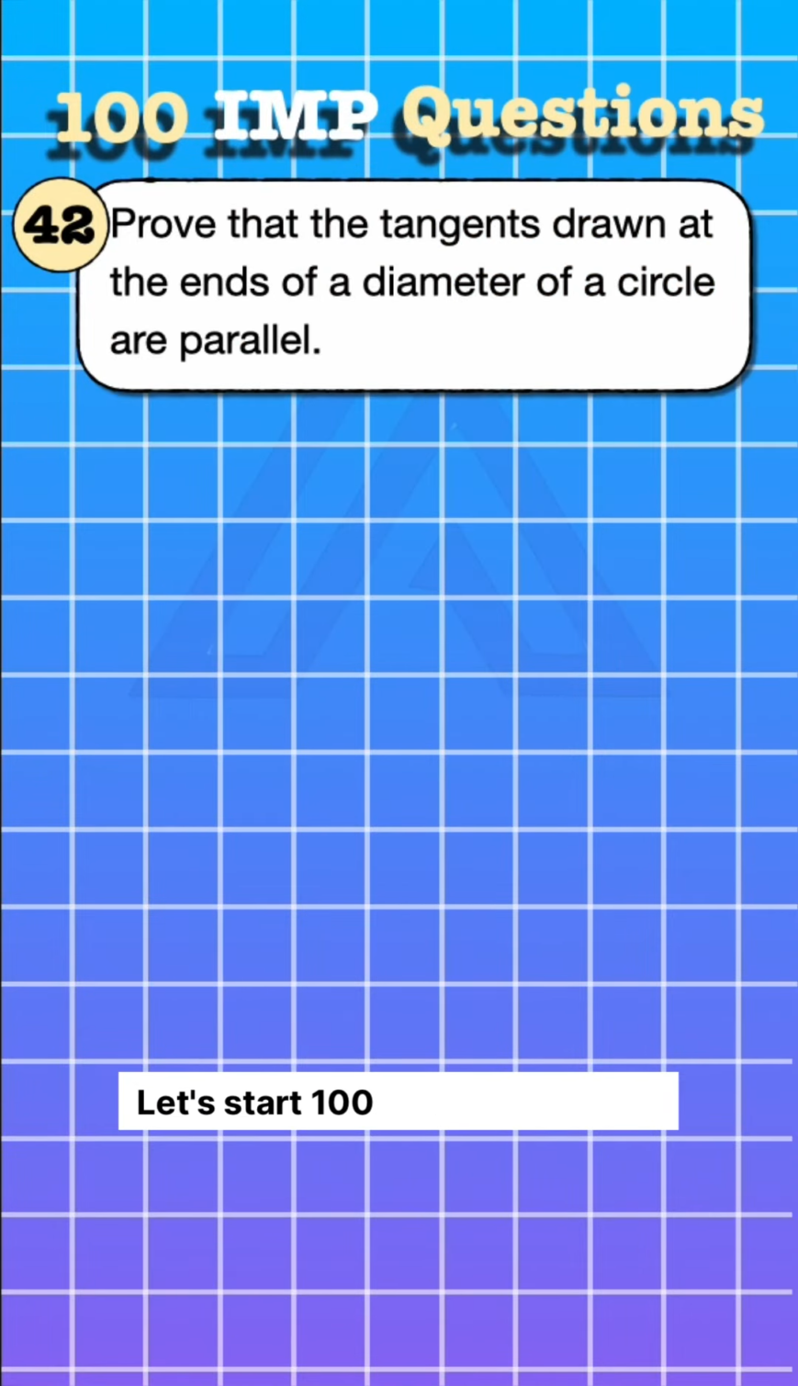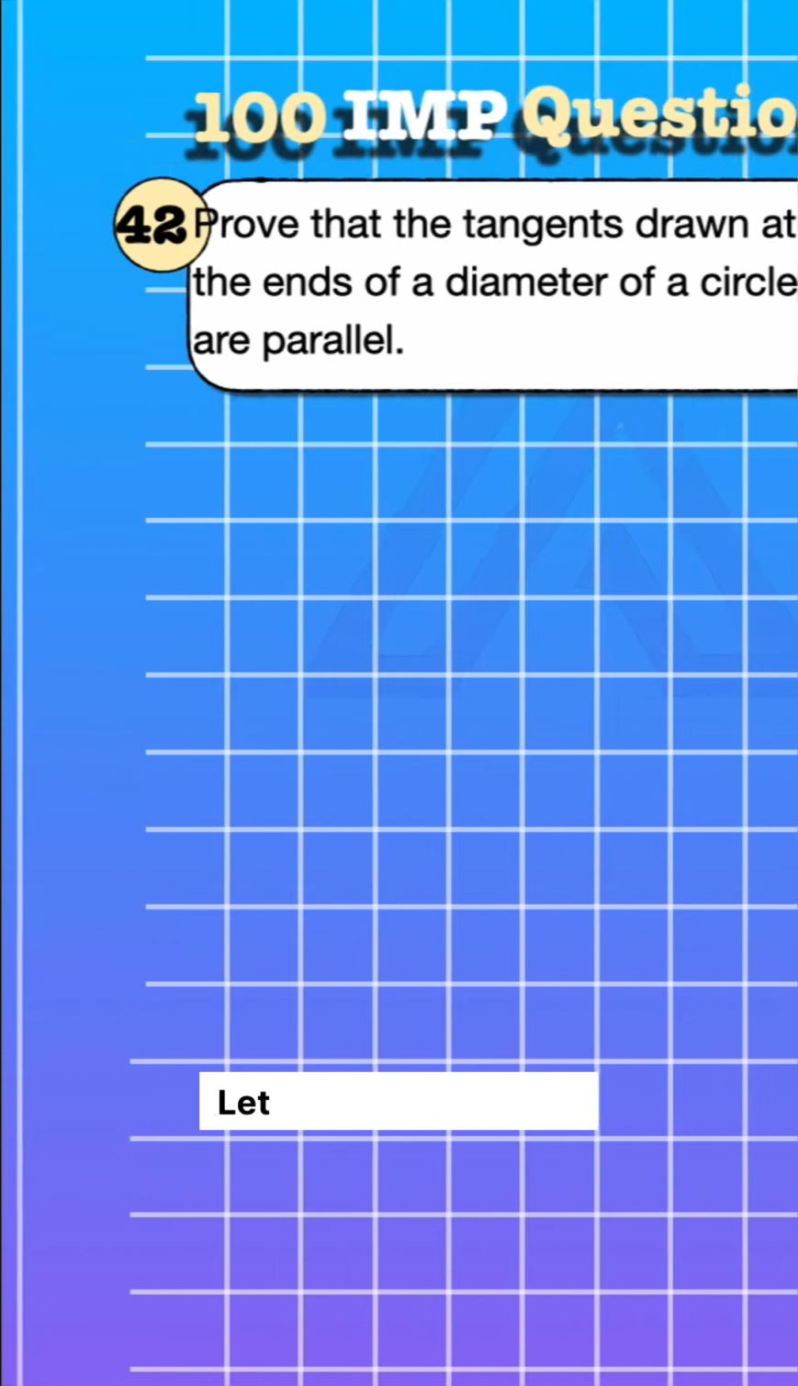Let's start 100 question series. Question number 42. Prove that the tangents drawn at the ends of a diameter of a circle are parallel. Let's look at the proof.